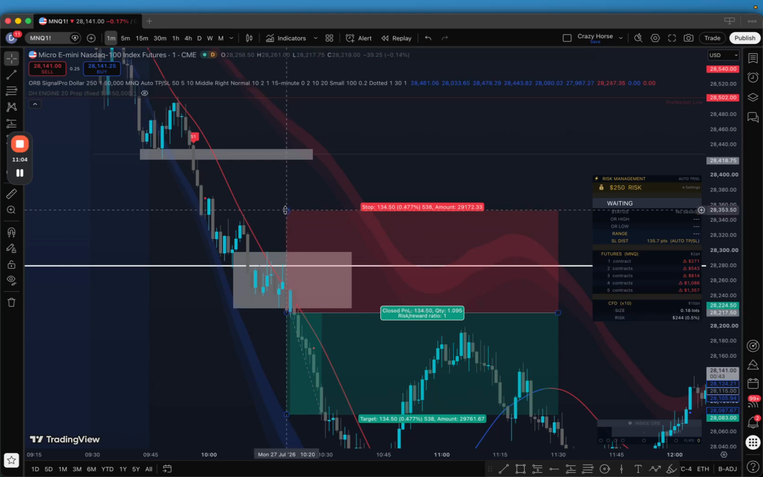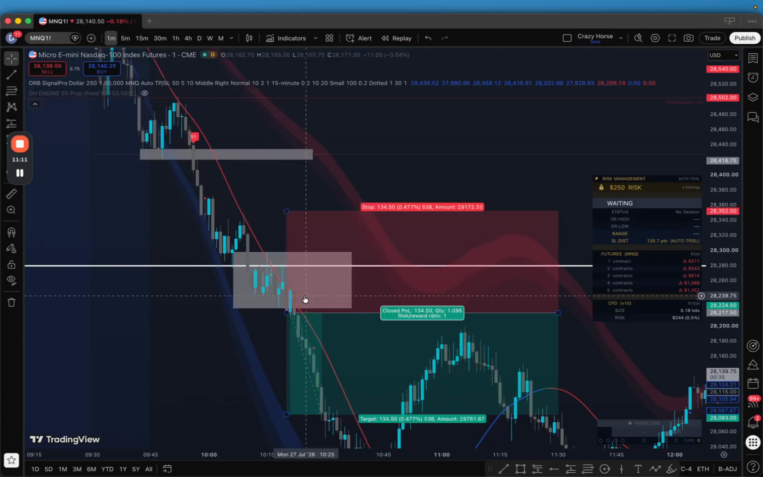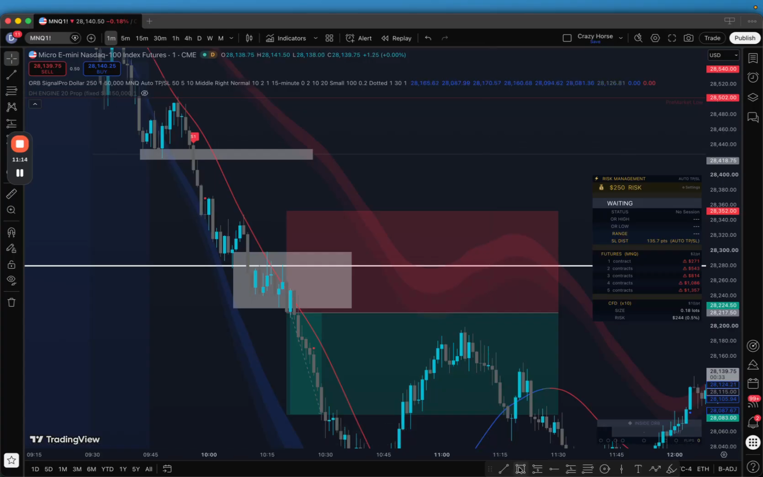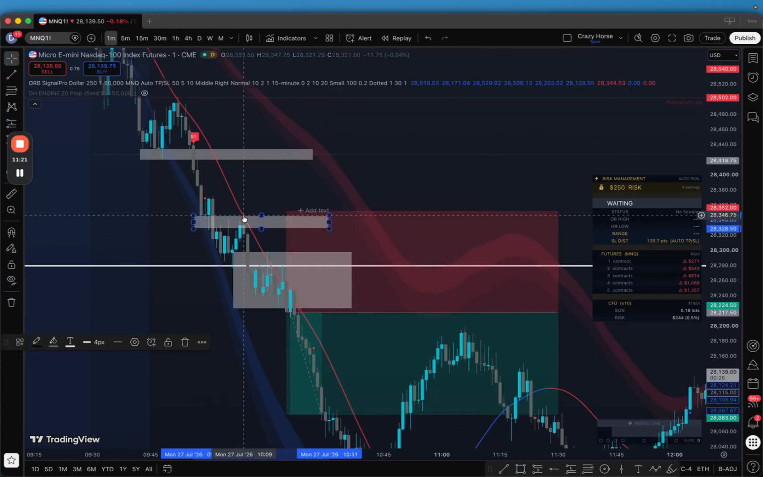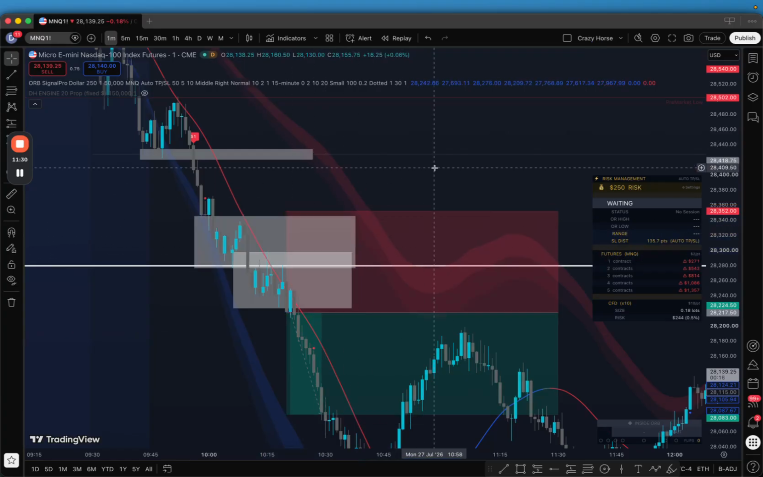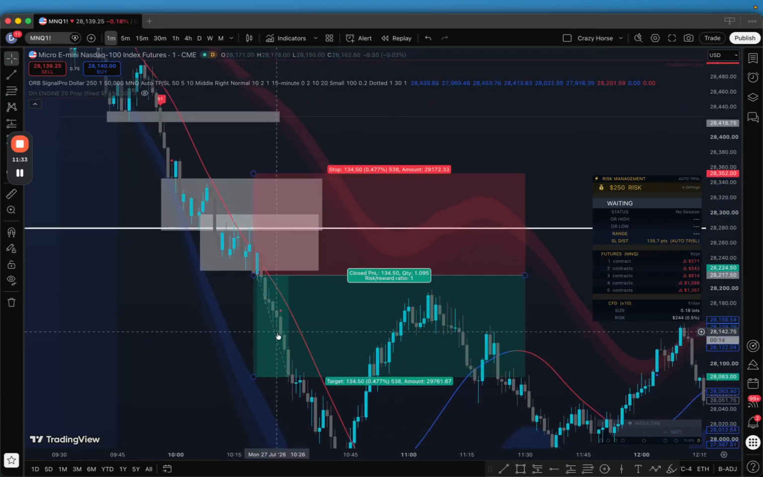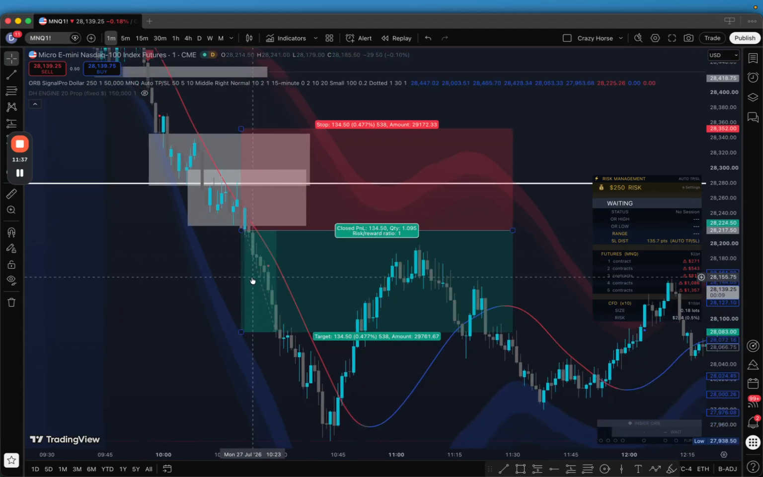I had my stop up here, which was above this shelf and fair value gap, and then also a little bit above this shelf right here. So really what I was looking at was this gap here, and then the fair value gap right in here, and this shelf. So it was like one big box that I was looking at for having my safety, we'll say. So as you can see, we entered, we sold off, and it never even really came back. Now, I did not adjust this.